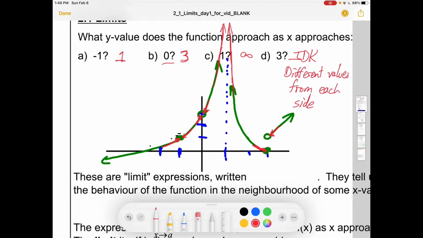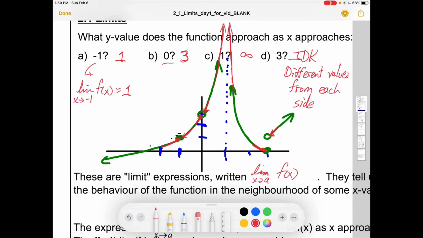These questions of what are we approaching, or what y value are we approaching, are limit expressions, which are typically written like this. Lim, I'm going to write it in script, and I'll have it typeset down below. Lim as x goes to a of f of x, where a is some x value. So this one right here would be saying, what is the limit as x goes to negative 1 of this function f of x? Or in other words, what y value are we approaching as x goes towards negative 1 from each side? And the answer to that is 1. So it's a more formal way of writing the question that we started with.